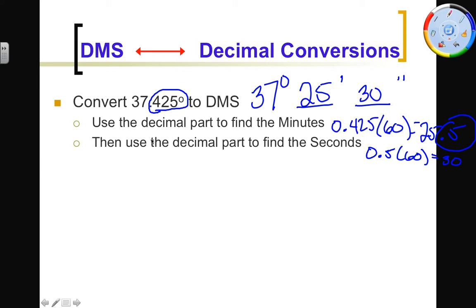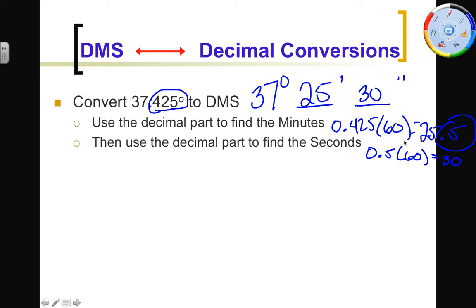So this tells me that 37.425 degrees is the same thing as 37 degrees, 25 minutes, and 30 seconds. And this is helpful in the real world, okay? You don't always hear the decimal versions in the real world. You hear a lot of the bearing versions or the DMSs in the real world. All right, so that's kind of all you have to do.